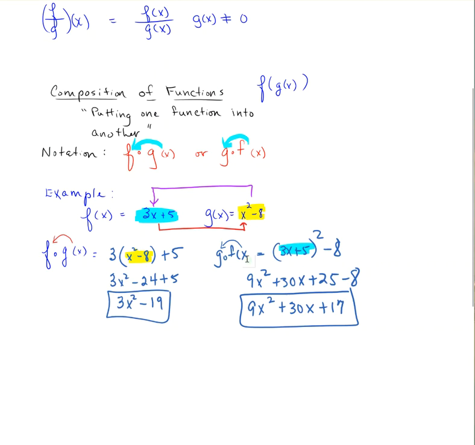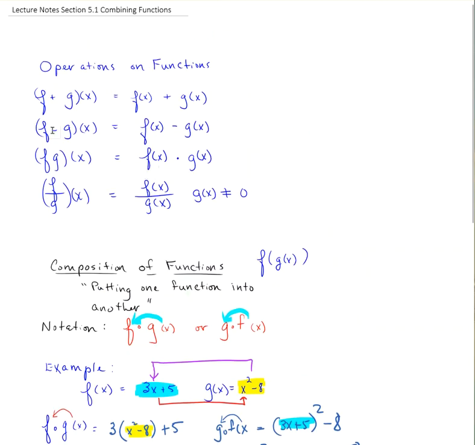For g of f, we're going to put f into g. So that is this red line taking that blue function, putting it in this x, and that x is squared. So we'll put our blue thing here and we'll square it. So we have that squared minus 8. That becomes 9x squared plus 30x plus 25 minus 8. Combine these two and you get plus 17. So those are the two main concepts we're going to go for. Let's go ahead and look at our problems.